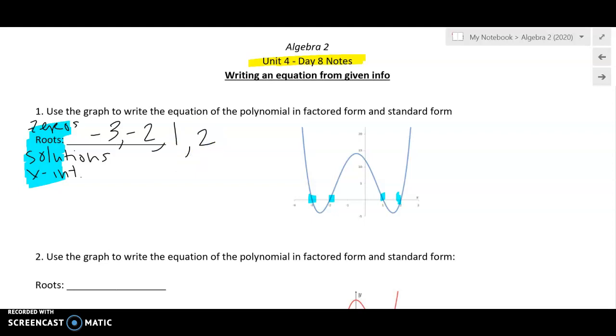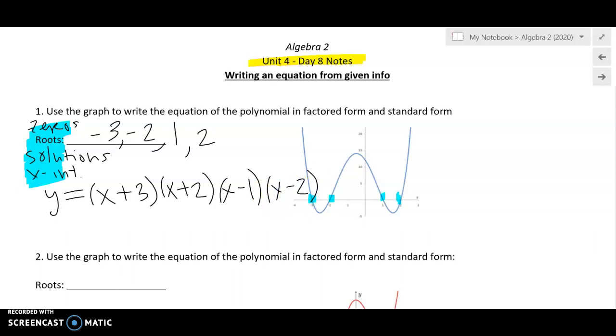Okay, so when you write your solution, the first one I'm going to do is factored form. I'm going to do y equals, that starts my equation, and then I'm going to do x, and I change the sign to a +3. Close it up. Then I'm going to do x plus 2. I change the sign. Then I do x minus 1. I change the sign. And I do x minus 2. I change the sign. This right here is factored form. All those pieces, binomial, binomial, binomial, that is factored form.